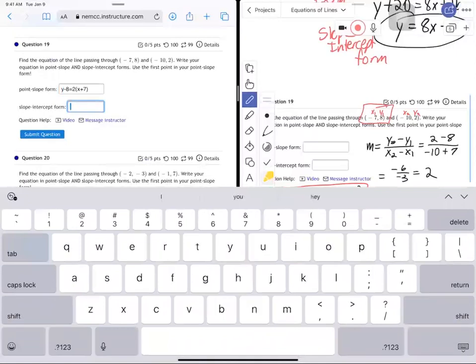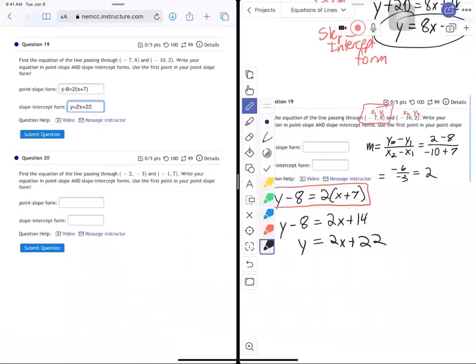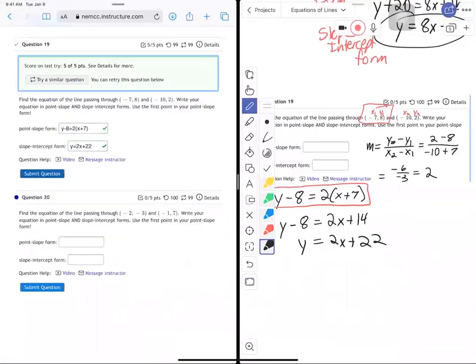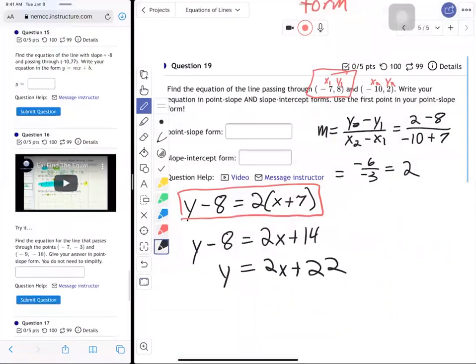And there it goes again. 2x plus 22. Okay. And I didn't make any mistakes on that one, so we're doing good. All right, that covers all the different problems that you'll see from the homework for this section. That's it.